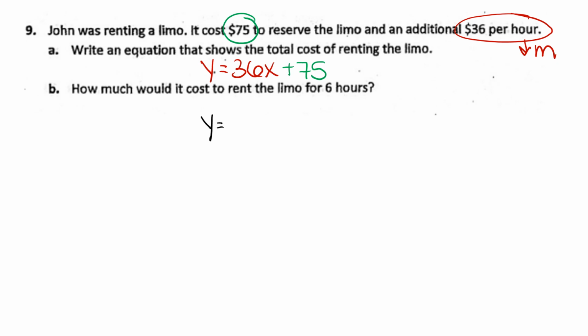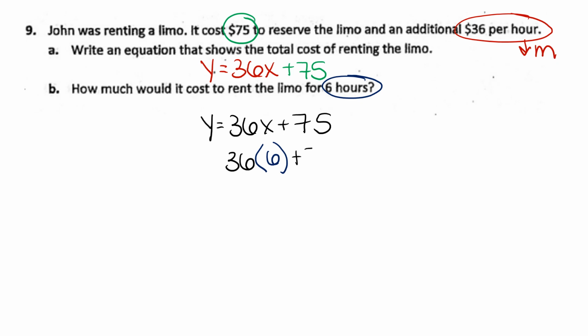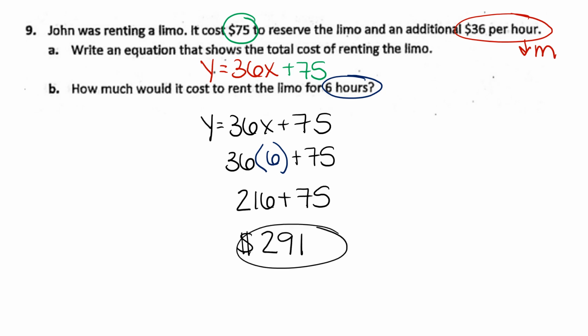We're going to use that equation, y equals 36x plus 75, in order to solve for the number of hours given, 6 hours. If it's $36 for 1 hour, we're going to multiply those numbers together, 36 times 6, which gets us 216. Then we can add on the $75 fee that we pay first, and it gives us a total of $291.